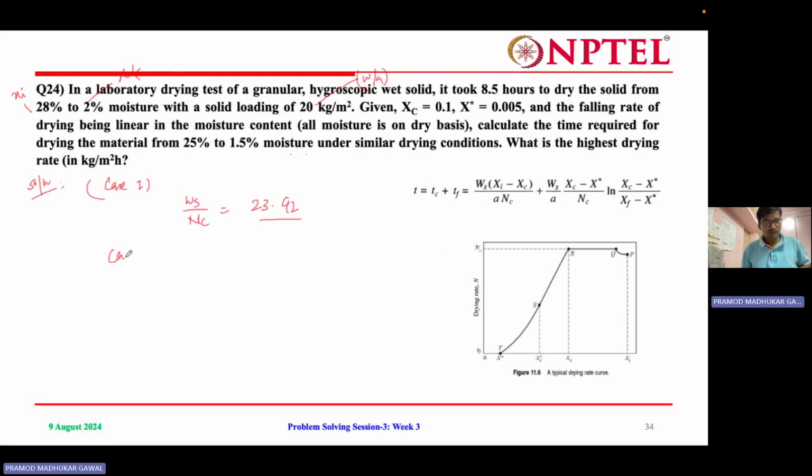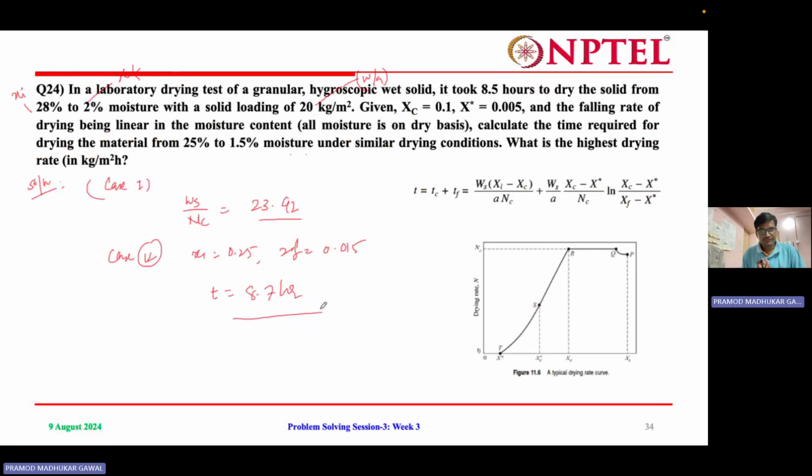And case two. In case two, X is 25%, and Xf is 1.5%, which means 0.015, right? So all the conditions are the same. So you put these in this equation, and you will get the time T is equal to 8.7 hours, right?